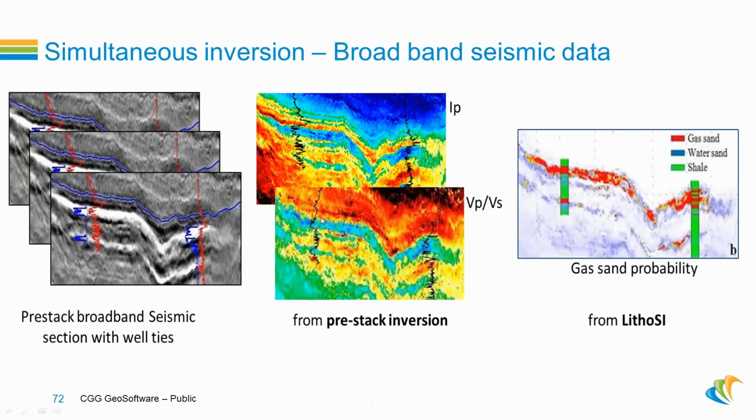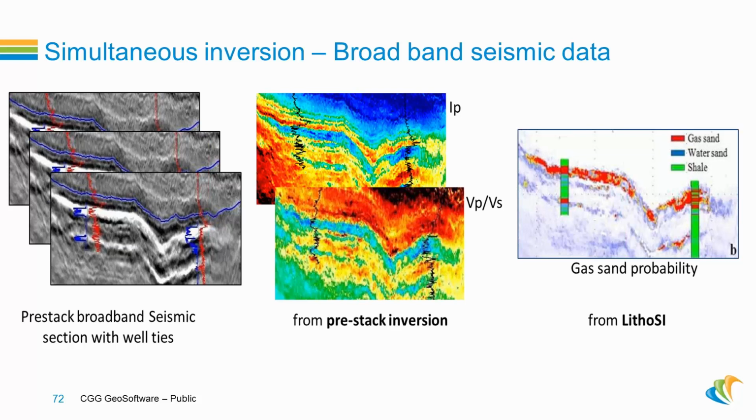Another example is for broadband seismic data here. So we have 3 angle stacks of broadband seismic data converted to acoustic impedance and VPVS using the simultaneous inversion. Then we have used again what is called LithoSI here. We can use different tools here, LithoSI and FFP. We have different webinars for those, and we can refer to those webinars.